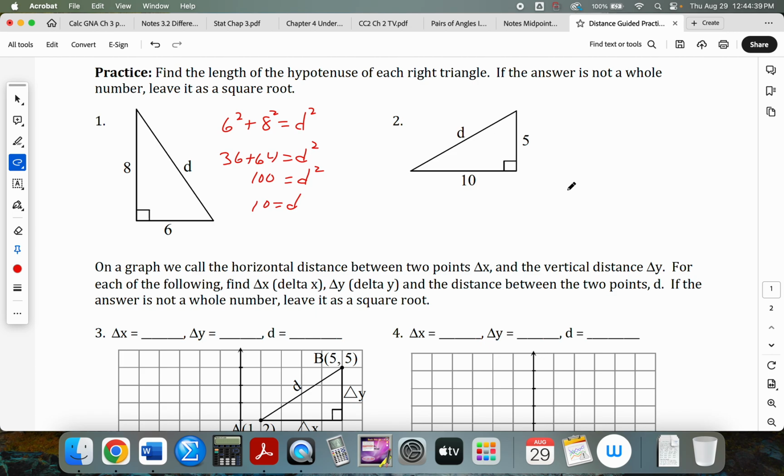Same idea on this one. It's not going to come out to be quite as nice. We'll have 10 squared plus 5 squared is d squared. It's 100 plus 25 is d squared. So 125 is d squared. And since 125's square root is not a whole number, for right now we're just going to leave it as that. I know you guys did simplifying of square roots in algebra, but we'll get to that later. We're not going to use it enough right now for it to be worthwhile.